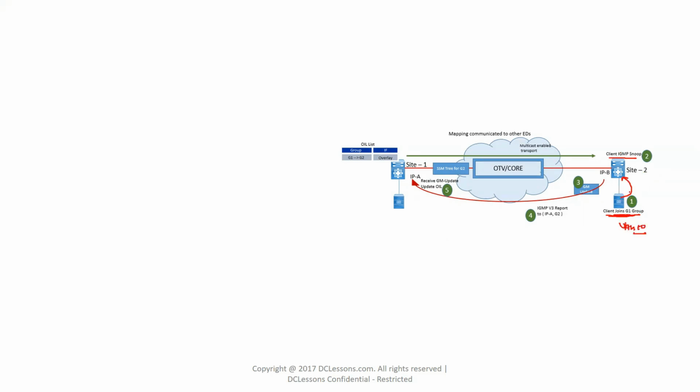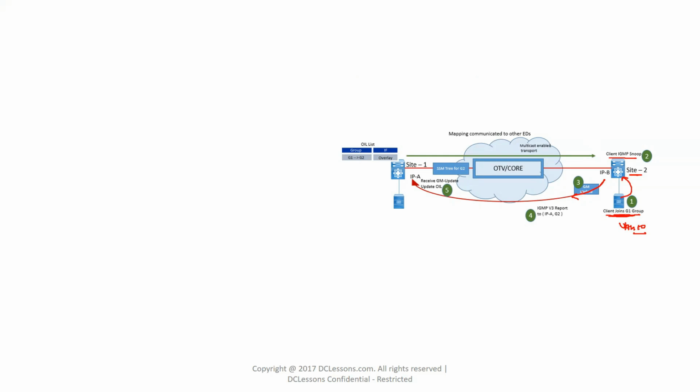So once the join message is received at the site 2 edge device, it will snoop it and note that there is an active receiver interested in G1. Now once it comes to know that it has a candidate interested in listening to group G1, the OTV edge device at site 2 sends an OTV control message to all remote sites that there is an active receiver for group G1. So it will send an update saying, okay, I have an active receiver for group G1.